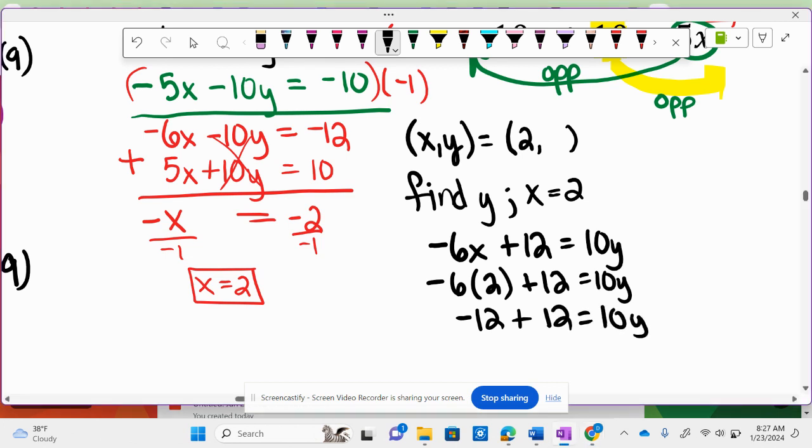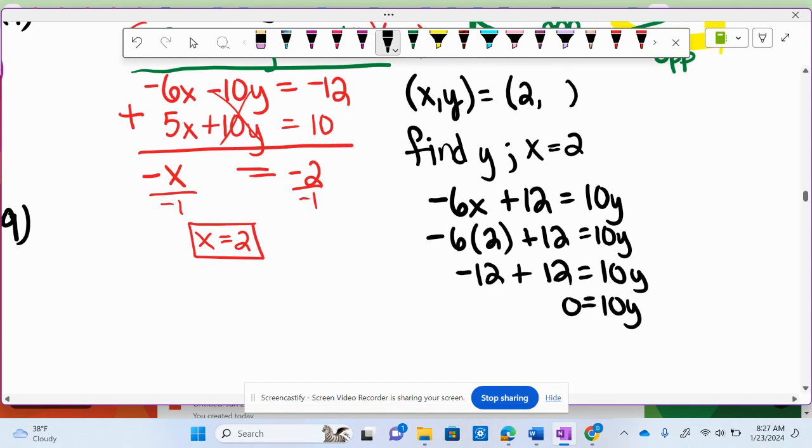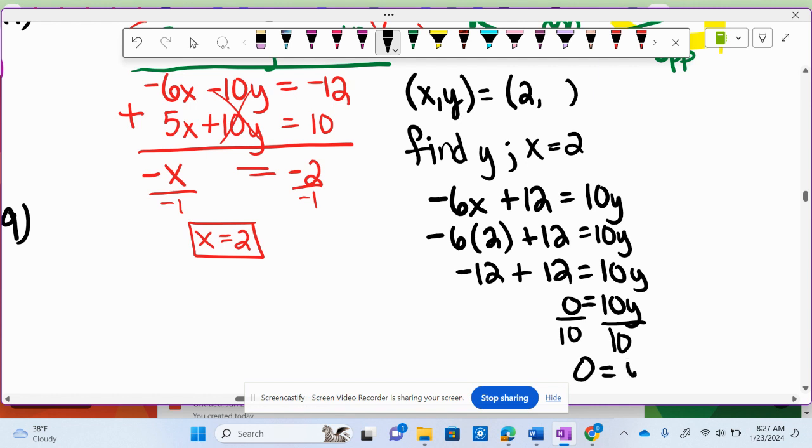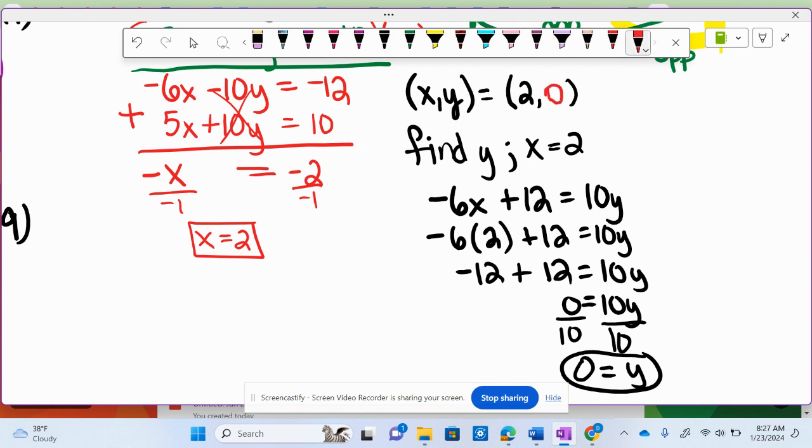So I really have 0 equals 10y. What do I do? Well, I can divide both sides by 10 to get y all by itself, but 0 divided by anything is still 0. So the y coordinate of my solution is 0.